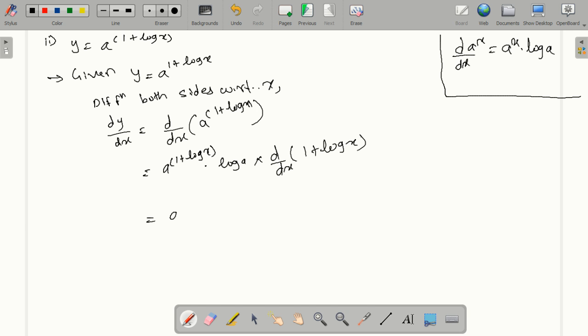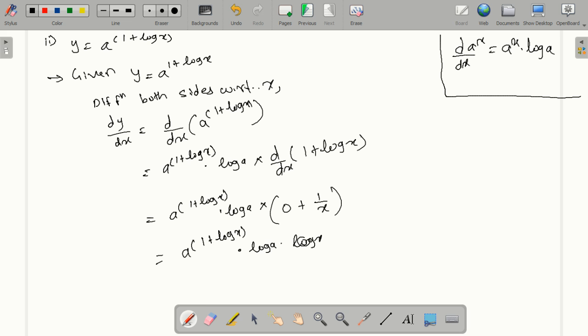right? So a raised to 1 plus log x into log a into derivative of 1 is 0, right? This is a constant. So derivative of 1 is 0 plus derivative of log x is 1 upon x, right? So the final answer would be a raised to 1 plus log x into log a into, sorry, into 1 upon x. So I can write here as 1 upon x. This is your dy by dx. So this is your answer. So the answer would be 1 upon x into a raised to 1 plus log x into log a.